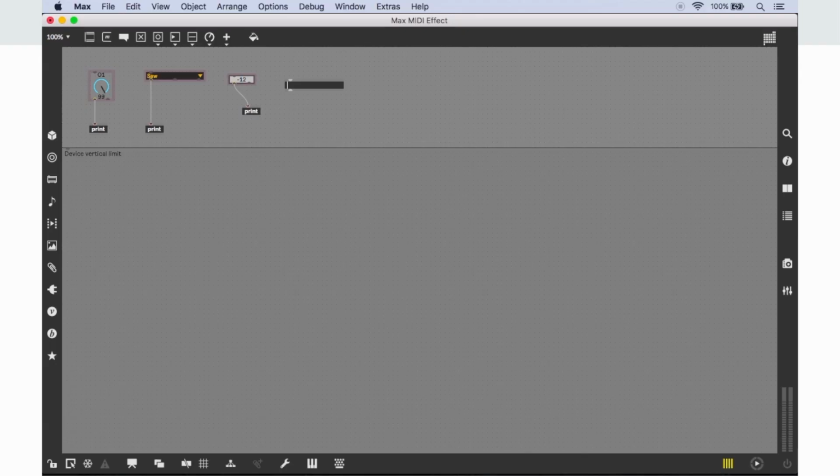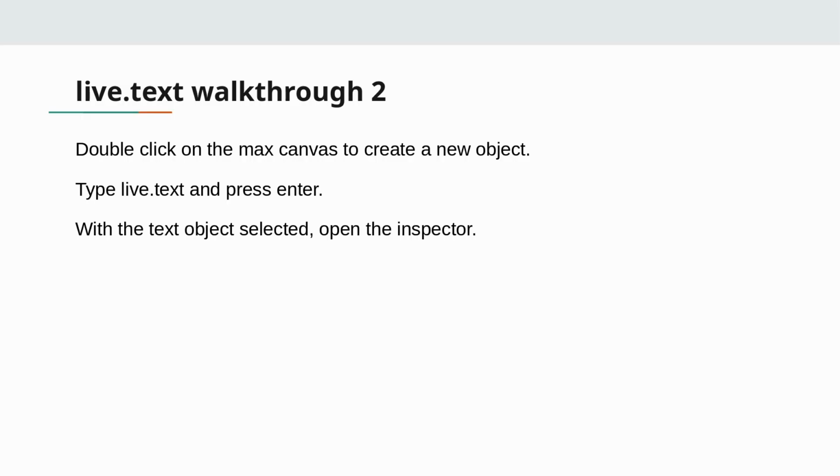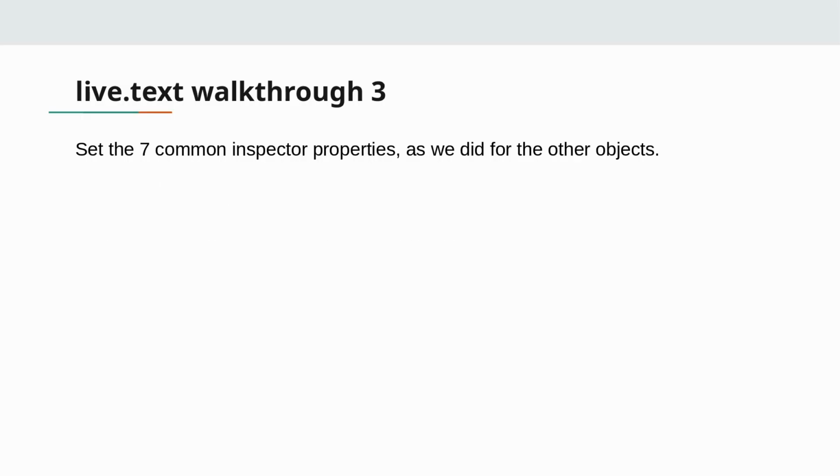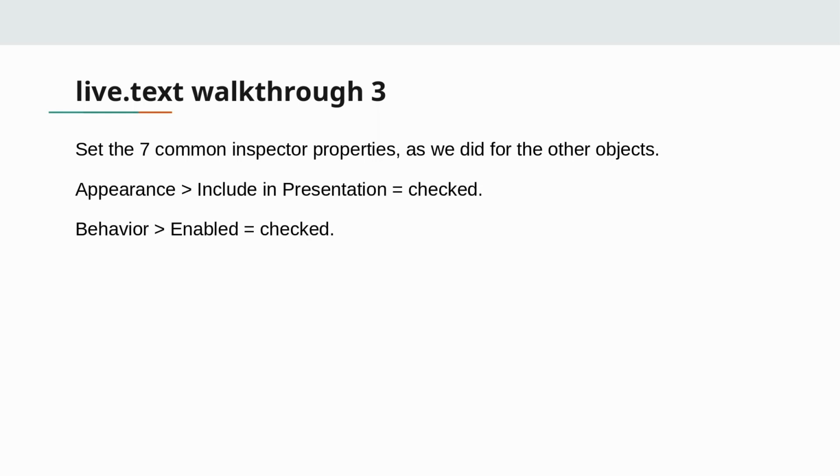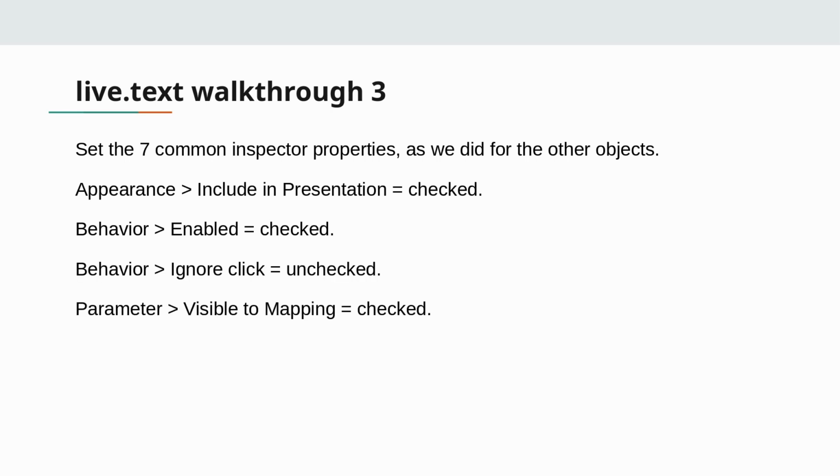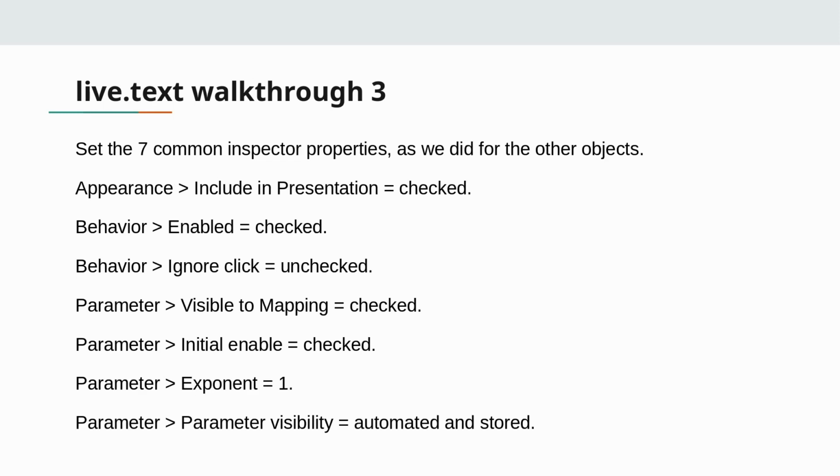Double-click on the Max canvas to create a new object. Type live.text and press enter. With the text object selected, open the inspector. Set the 7 common inspector properties as we did for the other objects, including presentation, enabled, ignore click, visible to mapping, initial enable, exponent, parameter visibility.